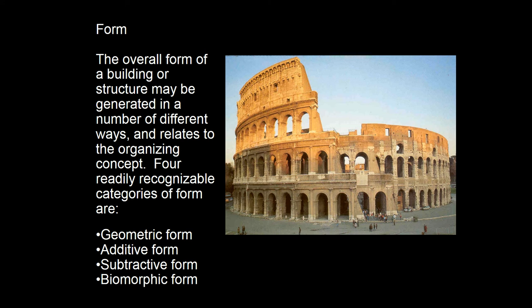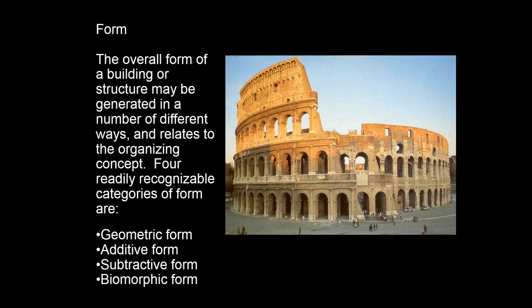Subtractive form. So one way to approach something is to say, I'm going to make this big cylinder and I'm going to cut all of these archways, these openings, out of it. That's subtractive form. And then finally, this idea of biomorphic form, which can also be called organic form, which is things that do not have a Euclidean geometry, things that are more curvilinear and warped in nature without a center point.